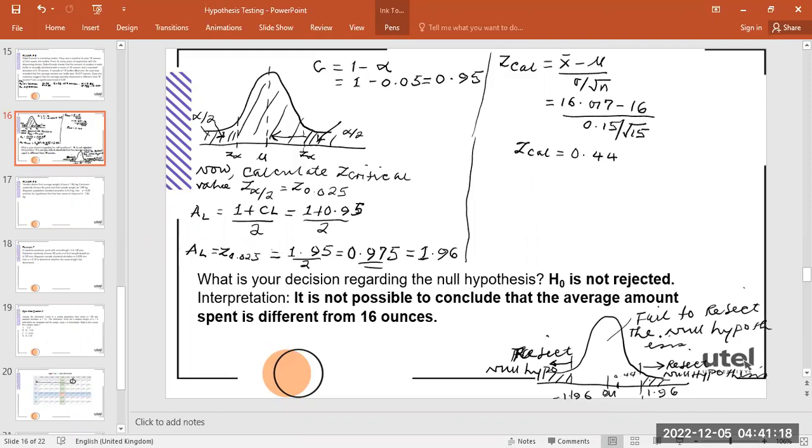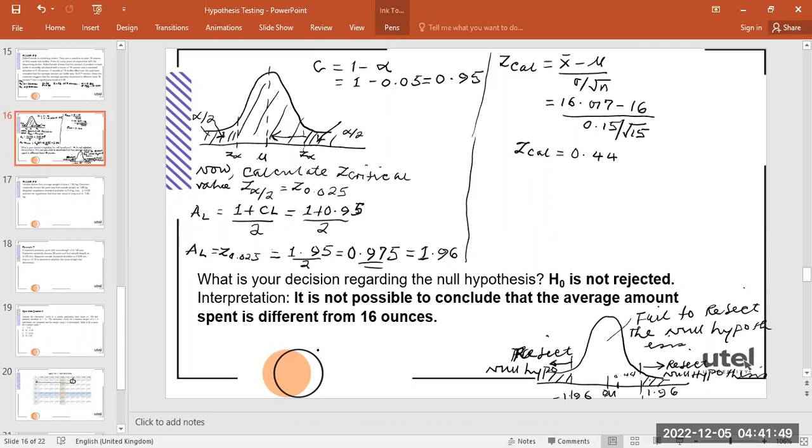So you can see here, I said, what is your decision regarding the null hypothesis? Then I went ahead to say that H sub naught is not rejected. And the interpretation is that it is not possible to conclude that the average amount being dispensed into the bottle is different from 16 ounces. So in other words, our null hypothesis still stands.